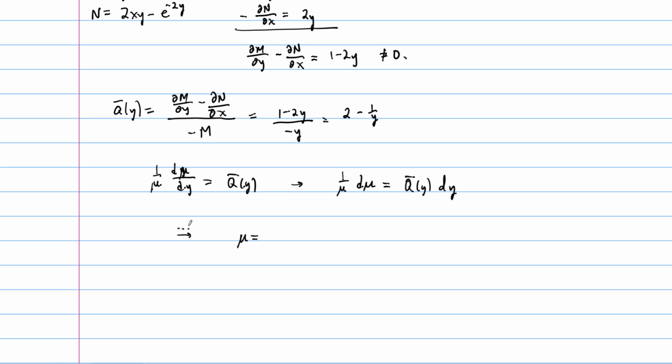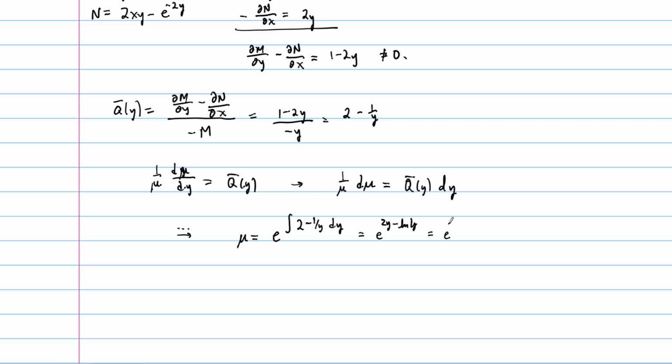So I'll put dot, dot, dot. After some steps, we're going to get our mu is equal to the integral of 2 minus 1 over y dy. And so this is going to be e to the 2y minus natural log of y. So this will be e to the 2y, that's fine. This is going to be 1 over y, right?